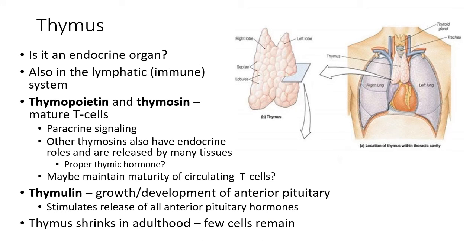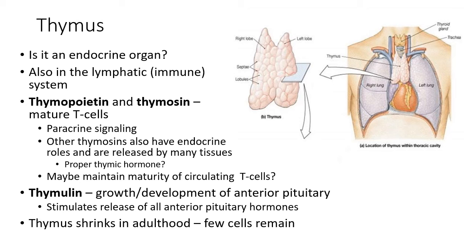Then we have the thymus. There's actually debate about whether the thymus is an endocrine organ at all. Most of the hormones that it releases actually seem to act in a paracrine manner, so they act on the local tissue. They don't really need to travel in the blood to have their effect, which makes it a little unclear whether it should be considered part of the endocrine system at all.